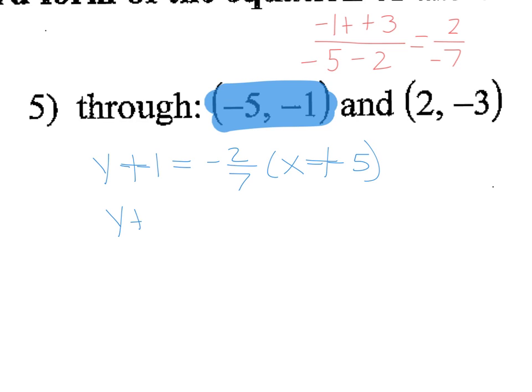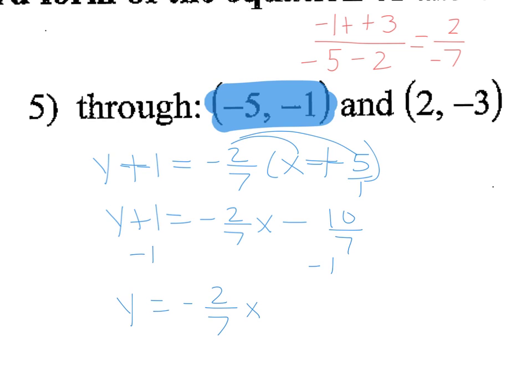So y plus 1 equals, distribute, so -2/7x minus, positive times negative is a negative. And then if I put this over 1, I'm really just going to multiply 2 times 5 and then 7 times 1. So I'm going to end up with -10/7. Okay, so now I'm going to go ahead and subtract the 1 off. So y equals -2/7x minus, and it ends up being 17/7. You put that in your calculator, do that.